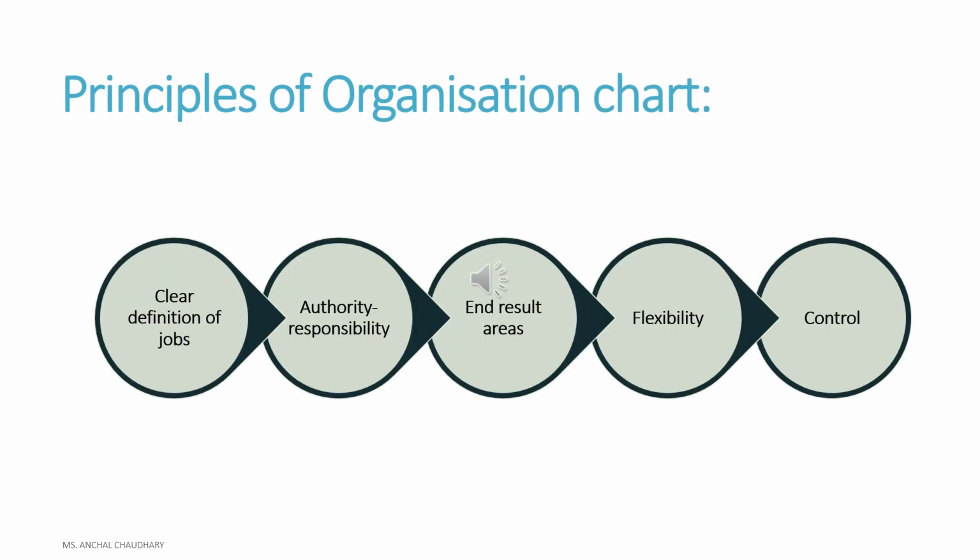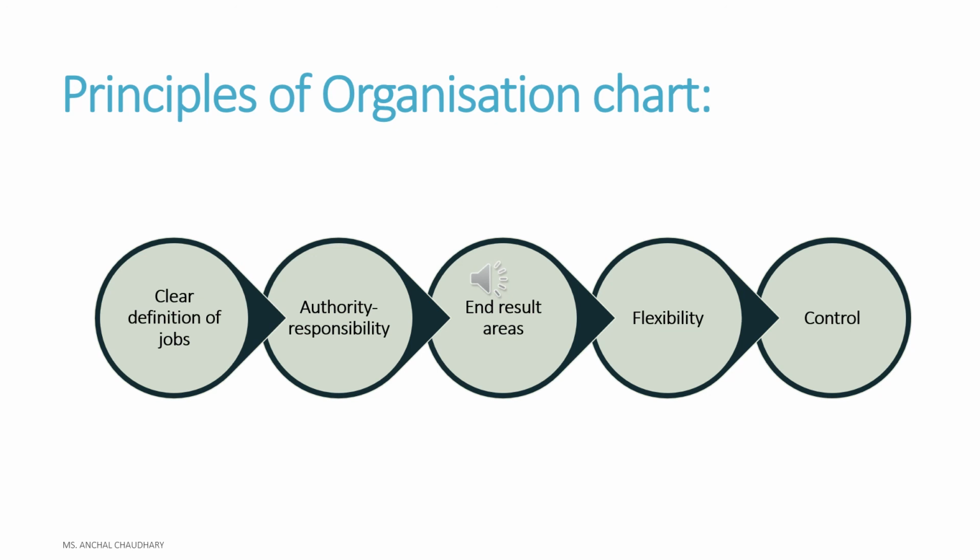Principles of organization chart. First is clear definition of jobs. The chart should be prepared while keeping in view the overall jobs of the organization. Every job has a suitable position on the organization chart. Next is authority and responsibility. The responsibility for each job along with commensurate authority at different levels must be clearly shown in the organization chart. It should be clearly defined in this chart.